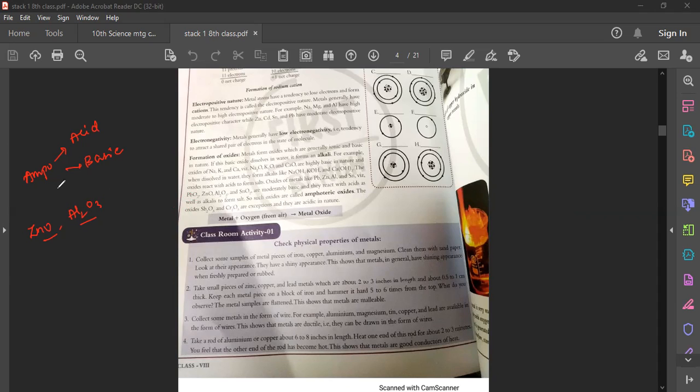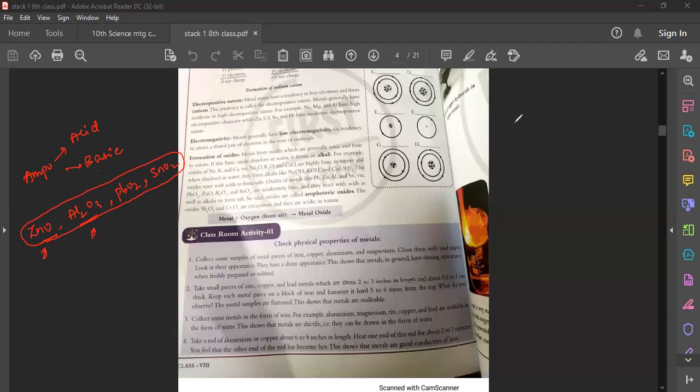Yes, sir. Oxides which react with both acid as well as the base are called amphoteric oxides. Examples are zinc oxide, aluminum oxide, PbO2 lead oxide and SnO2 tin oxide. These are the amphoteric oxides which react with both acid as well as the base. Sir, are there only these or many more? These are some common examples. There are some more oxides, that is not required completely, but these are the most common examples we'll use.